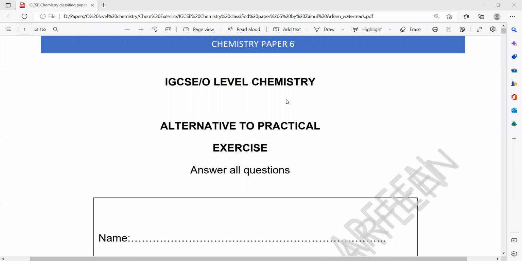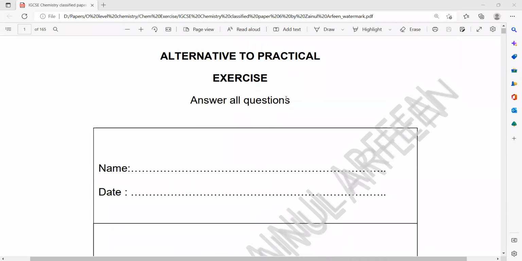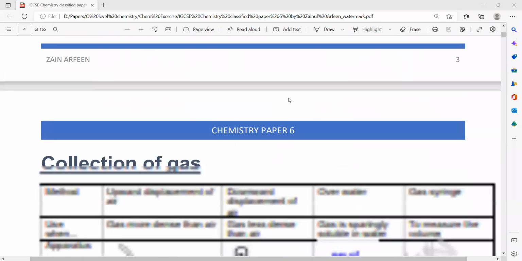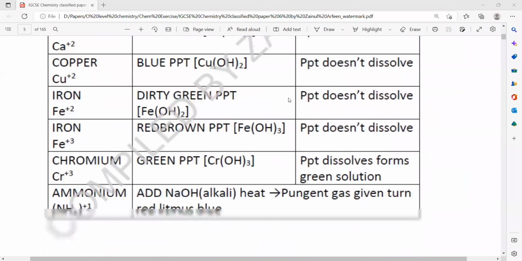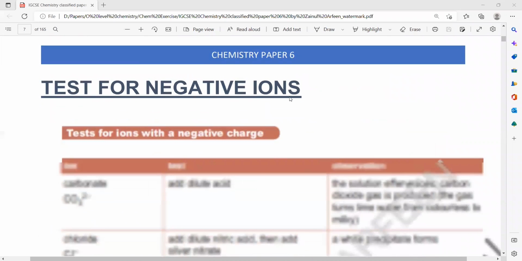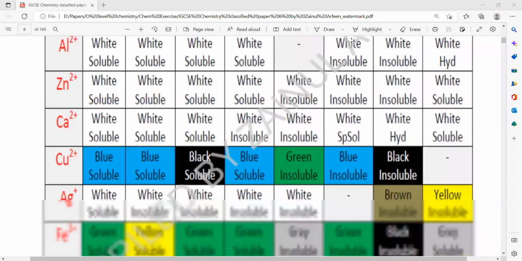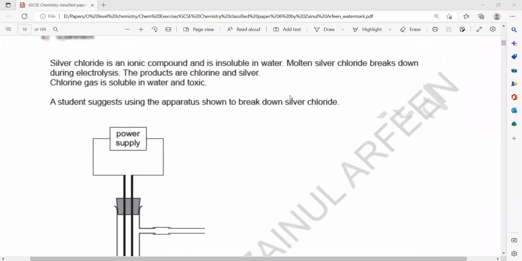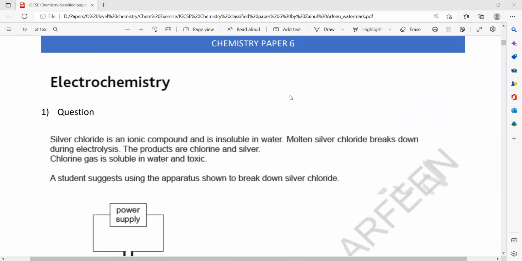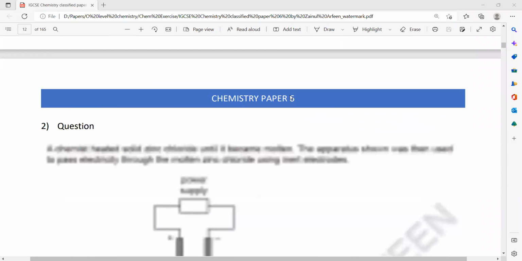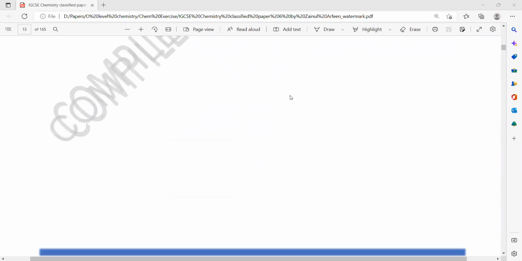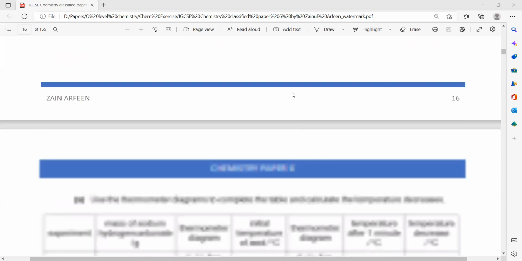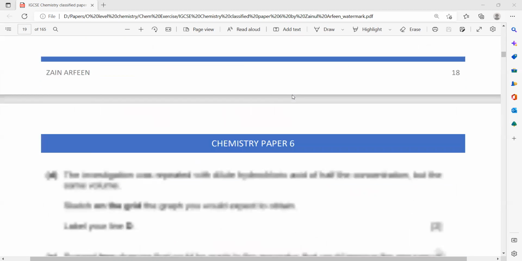So this is the exercise related to alternative to practical questions, and the questions are divided topic-wise in this exercise. In the first few pages you can see the tables information which you should know before doing this whole ATP. The last time we did topic one, electrochemistry, and chemical energetics, one question from each. So this we completed in the last session.